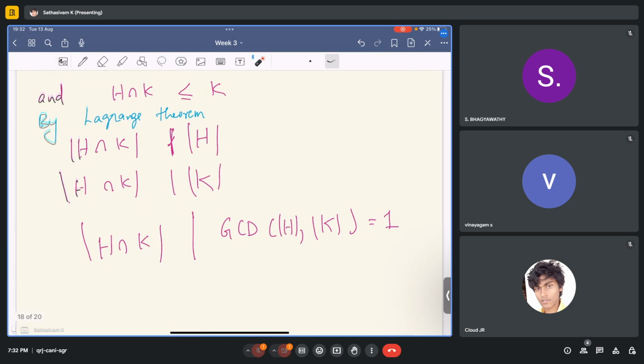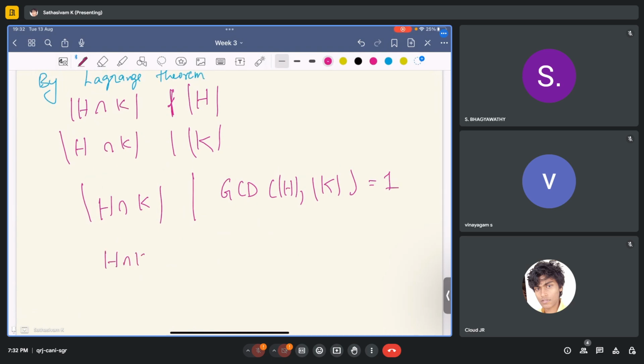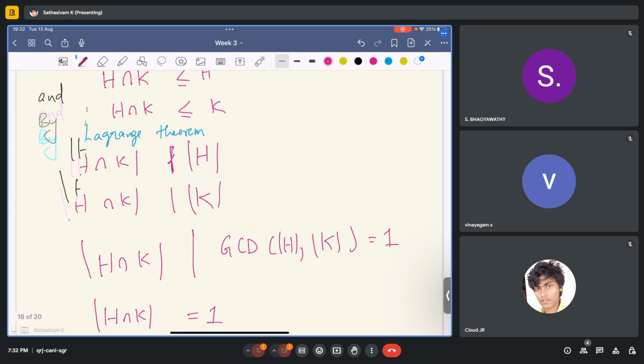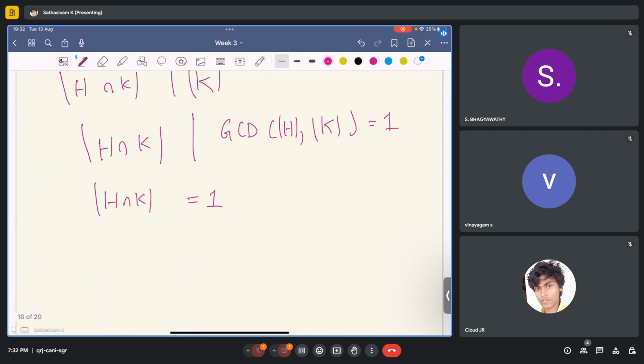So if that is 1, then what can we conclude here? This number divides 1. See, the size of H intersection K is at least 1, because the identity will be there. So this size is at least 1, but it divides 1 also. So this is equal to 1. So the size is 1, and that is what we have proved here.